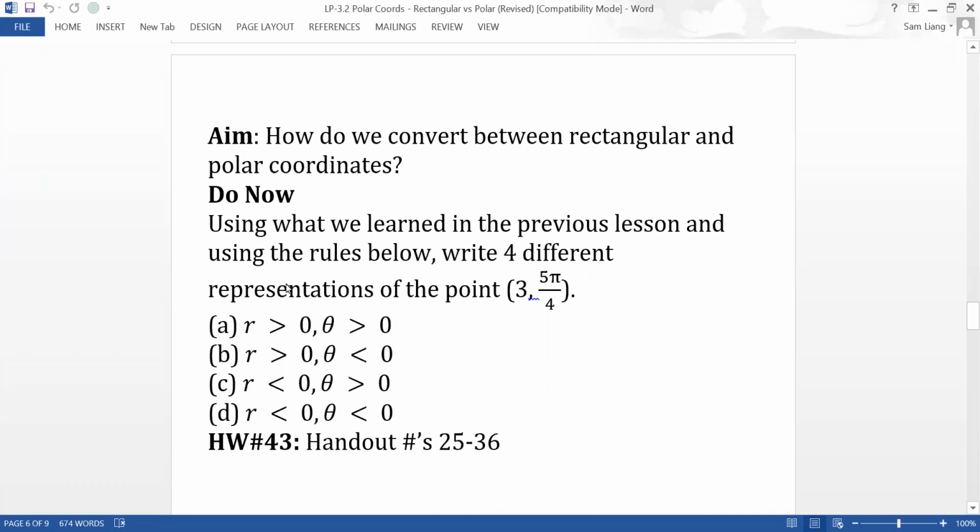Here now is an example of what we did yesterday, just finding different representations of the same point. Using what we learned in the previous lesson and using the rules below, A through D, write 4 different representations of this point, 3 comma 5 pi over 4. All right, so let me get to the solution for that.